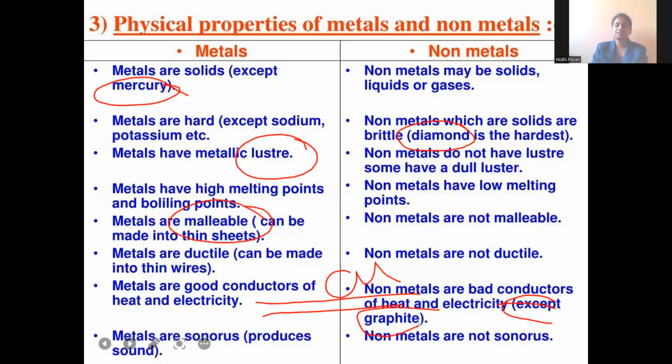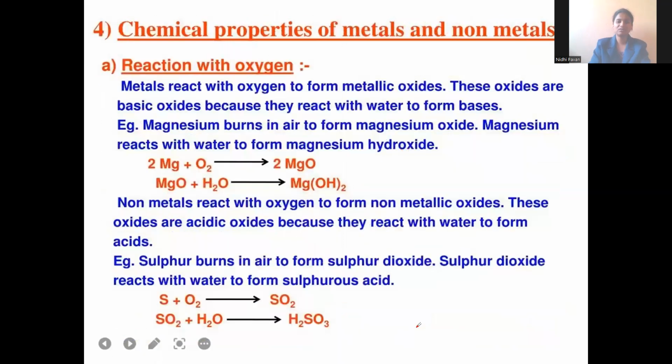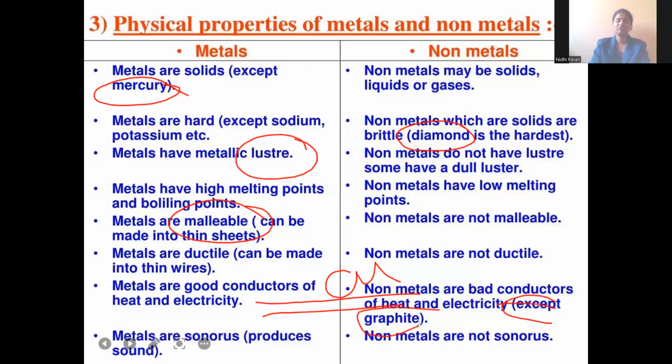So these are the points regarding the physical properties of metals and non-metals. This is about this session. In the upcoming session, we are going to discuss in detail the chemical properties of metals and non-metals. Don't forget to watch the upcoming session, because it is a most important concept.